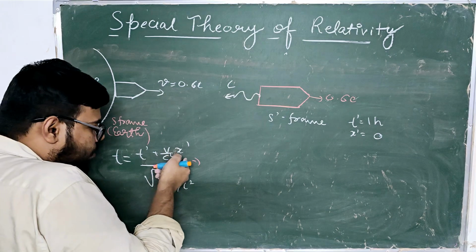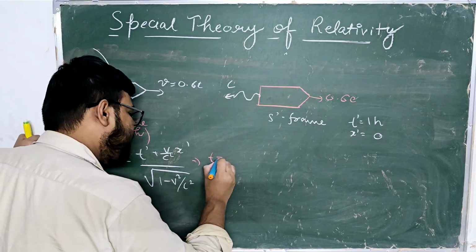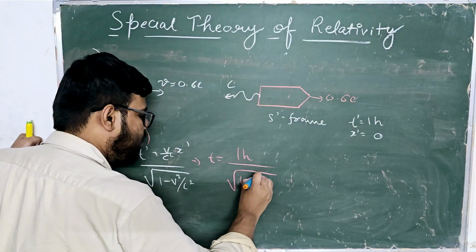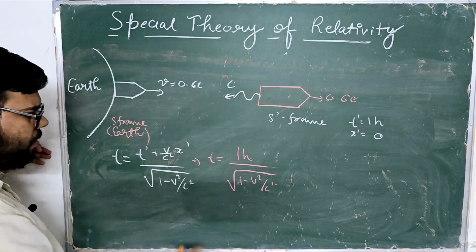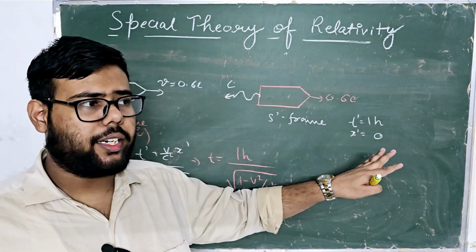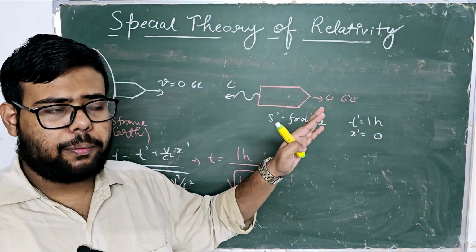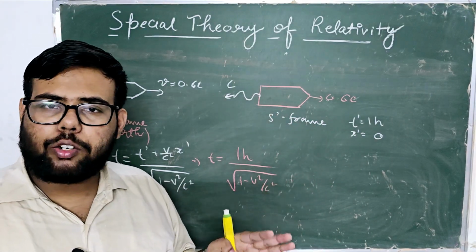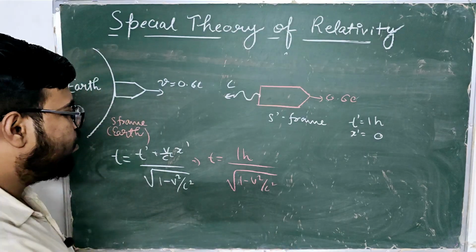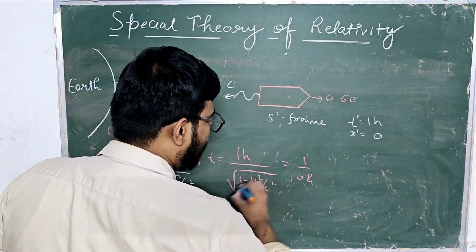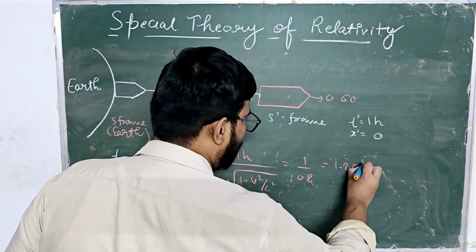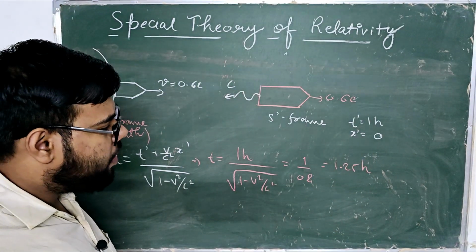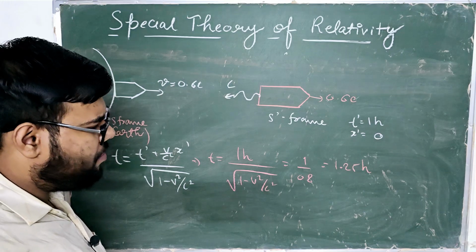Again, we know x prime is equal to 0. So t is equal to 1 hour divided by square root of 1 minus v square by c square. v is equal to 0.6, and when you square, you get 0.36. 0.36 c squared divided by c squared, so it is the square root of 1 minus 0.36, which is equal to 1 by 0.8, which is equal to 1.25 hours. Correct? Okay. Now if you want to convert it into seconds, then also fine. If you don't want to, then also it's fine.